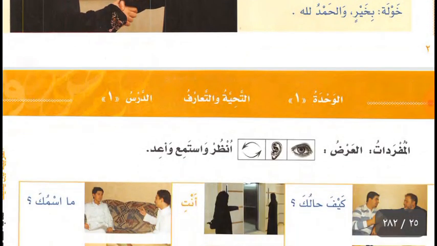Wa kaifa haluki anti? And how are you too? Khawla: bi khairin walhamdulillah. I'm fine and all praises to Allah. Good. So now you can greet a man and you can also greet a woman in Arabic. Okay. Now we will proceed to the next page.